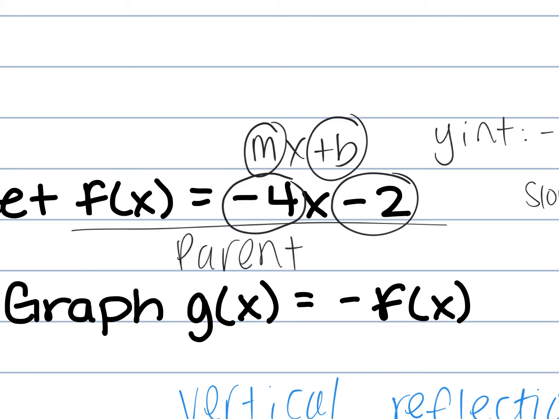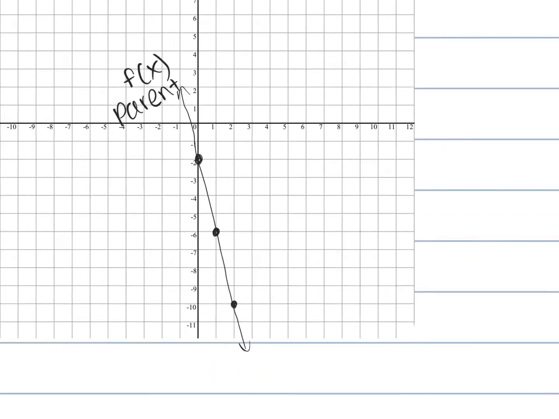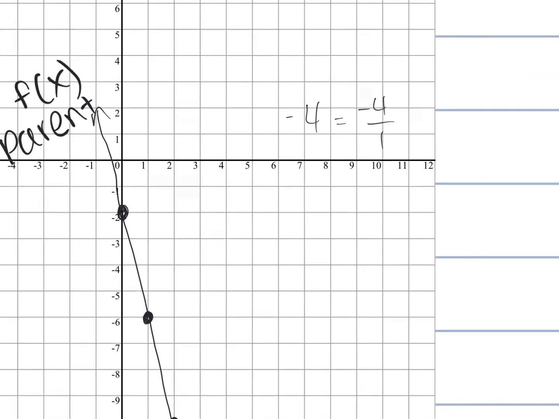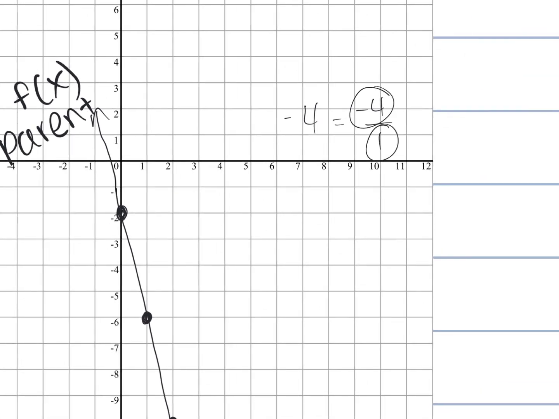We always start at the y-intercept, so you start down at -2, and then you go down 4 to the right 1, because -4 as a slope is the same as -4 over 1. So my rise is -4, my run is +1. So I'm going down 4 and then to the right 1. Does that make a little bit more sense?